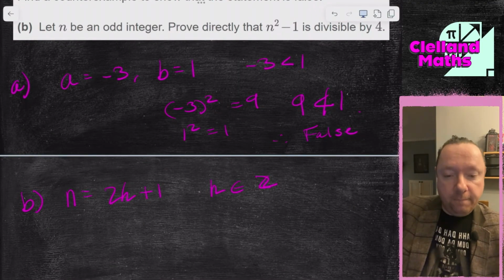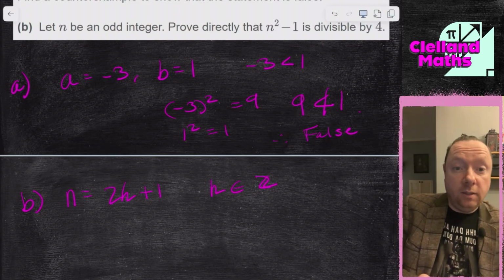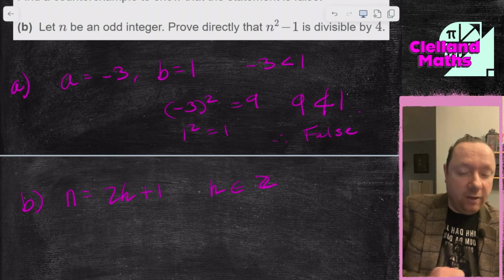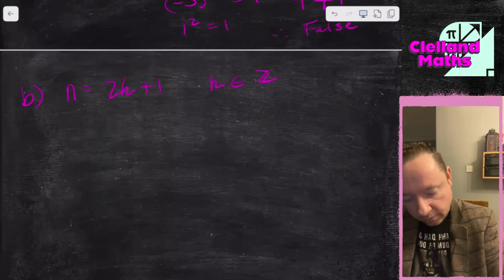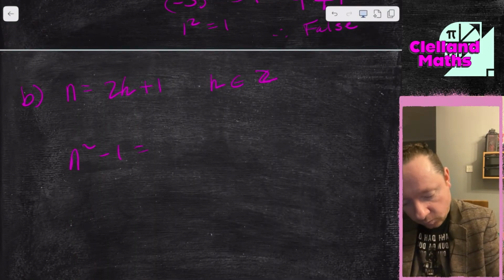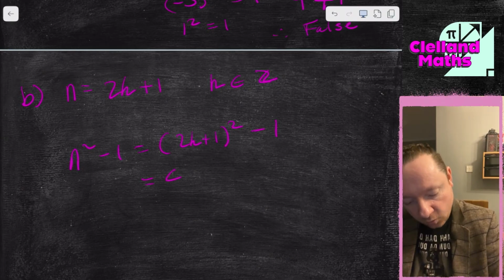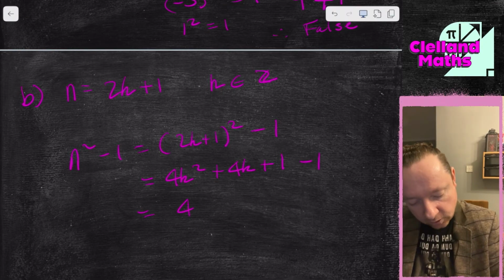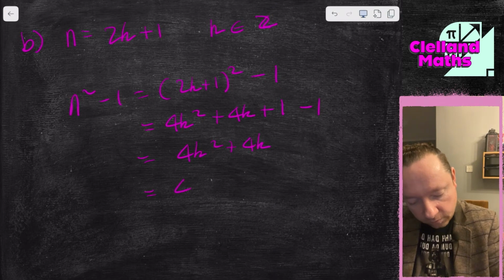So we want to prove that if we take n squared minus 1, you get a multiple of 4, 4 times anything. So let's just look at n squared minus 1. n squared minus 1 equals 2k plus 1 all squared minus 1. That's 4k squared plus 4k plus 1, then minus 1. Well, that's just 4k squared plus 4k, but that's a multiple of 4.